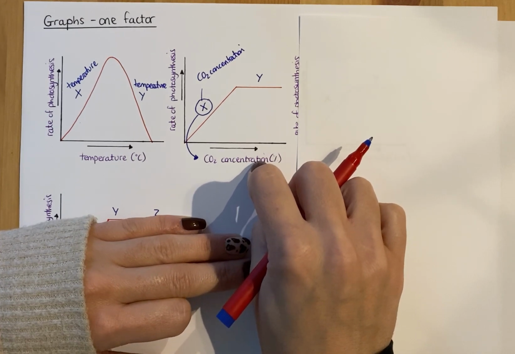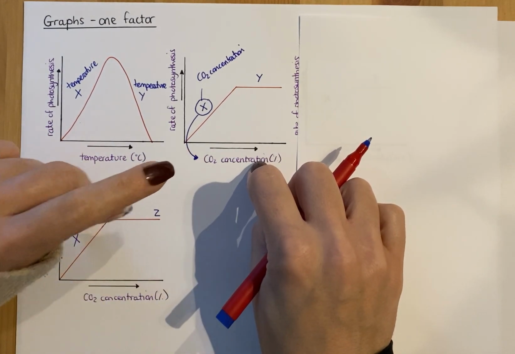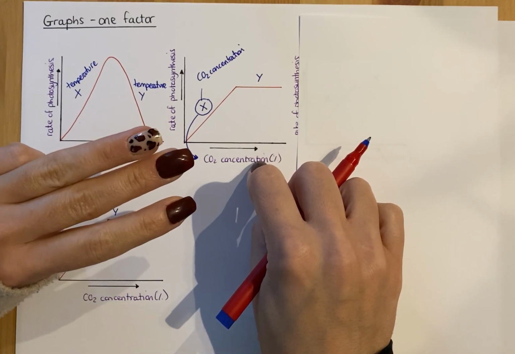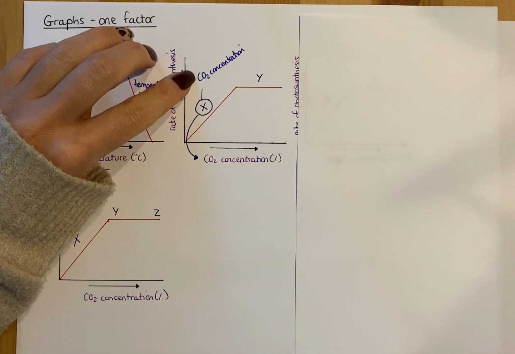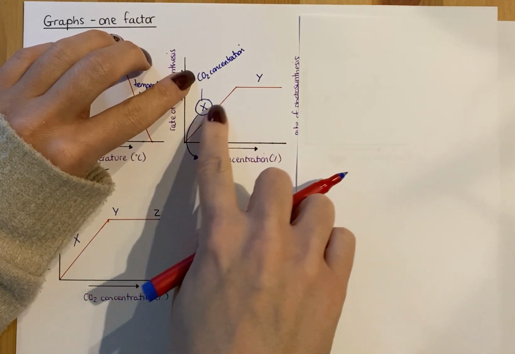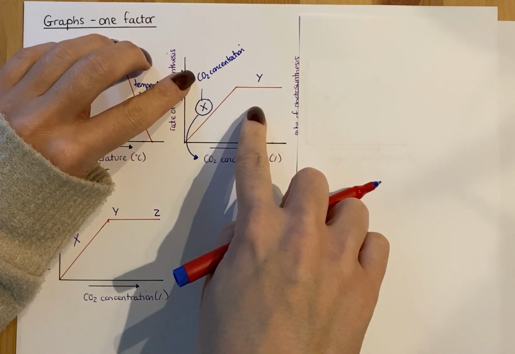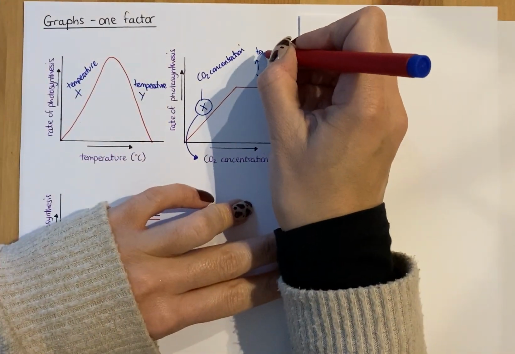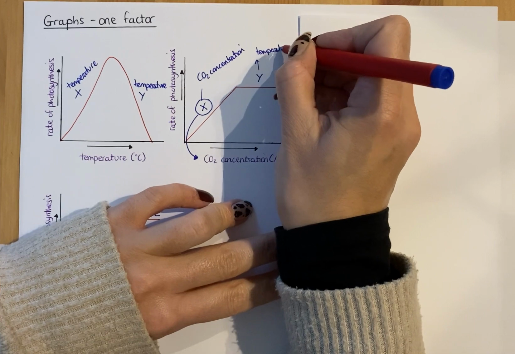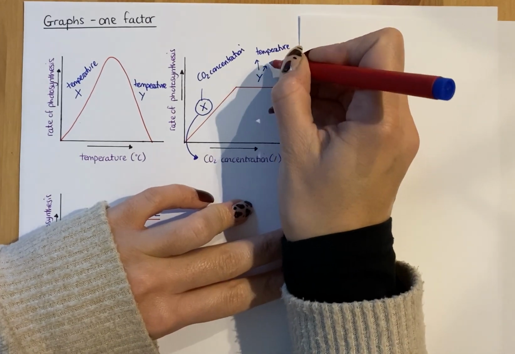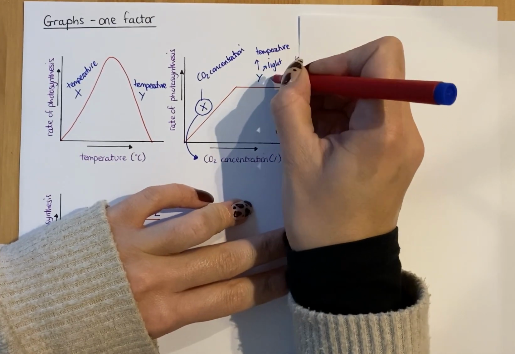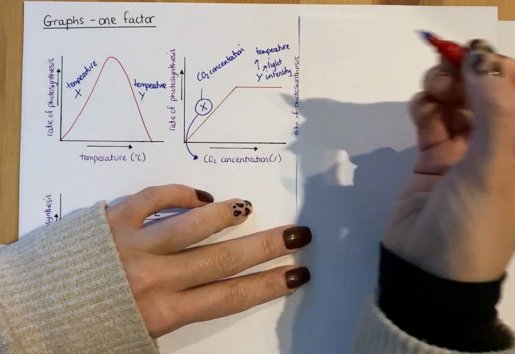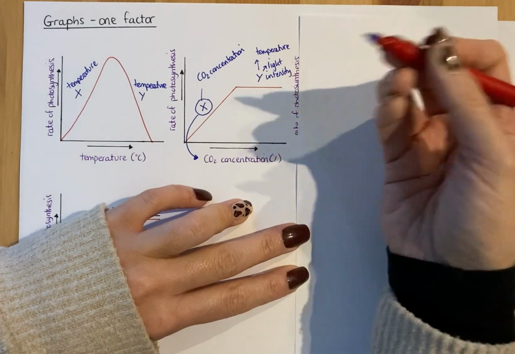So our three limiting factors are carbon dioxide concentration, temperature, and light intensity. We've used carbon dioxide concentration here already, and it has enough carbon dioxide to be photosynthesizing at its maximum rate. So therefore Y could either be temperature, or it could be light intensity. Now you don't have enough information to tell whether it is one or the other. So you just say either or, or both potentially.